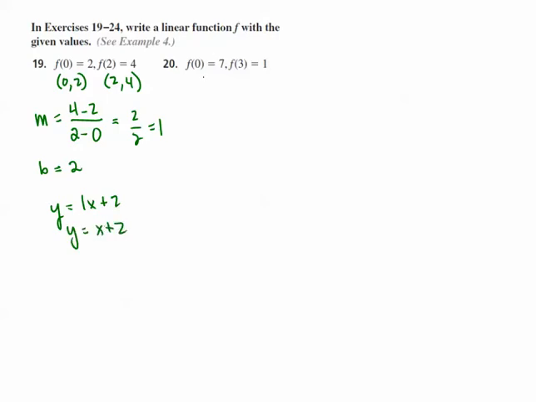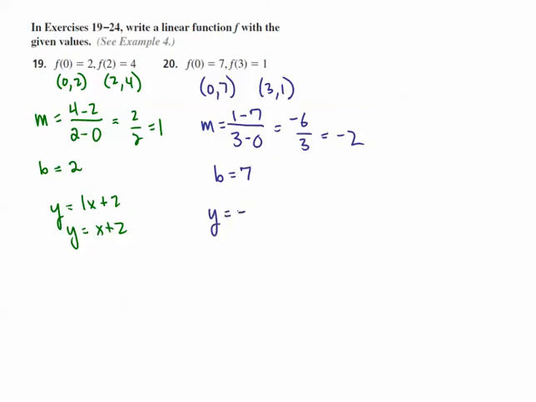Second equation, when x is 0, y is 7. When x is 3, y is 1. And we're going to calculate a slope. y2 is 1 minus y1 is 7, over x2 is 3, minus x1 is 0, and we get negative 6 over 3, or a slope of negative 2. Again, we know that we have the y-intercept because when x is 0, y is 7. We put the pieces together. Y is equal to negative 2x plus 7.